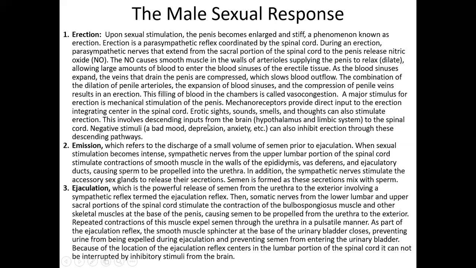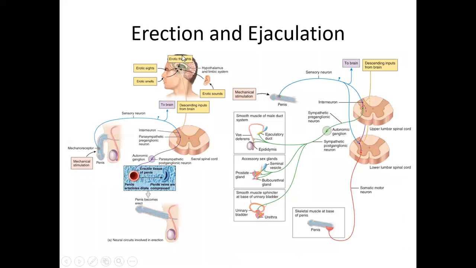This involves descending inputs from the brain, both hypothalamus and our emotional limbic system brain, coming down to the spinal cord. Now, negative stimuli like a bad mood, depression, anxiety can inhibit erection through these descending pathways. So it's not always a positive thing with the brain being involved, causing erection. Sometimes it can be the opposite that inhibits that arterial dilation and penile veins being compressed, resulting in the erection.